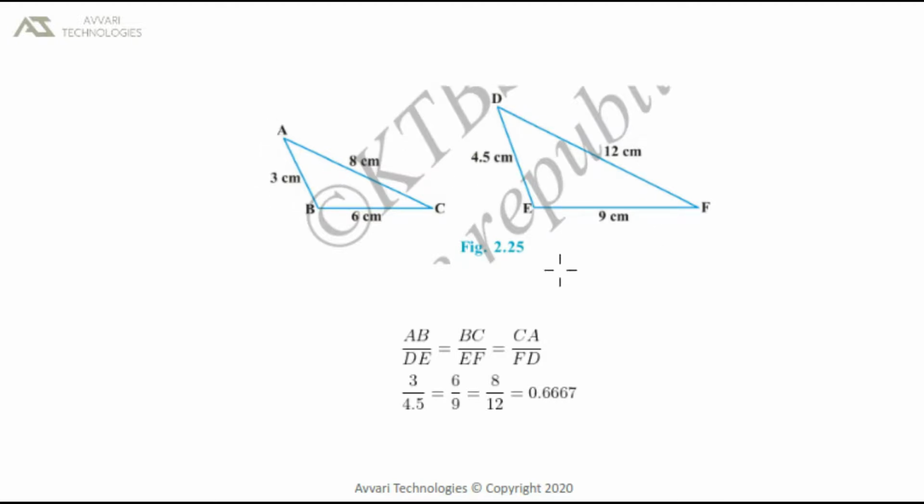AB by DE. The length of AB is 3 cm. The length of DE is 4.5 cm. So 3 by 4.5. We will follow the same thing for BC, EF, CA, FD. The length of BC is 6, the length of EF is 9, the length of AC is 8 cm, the length of DF is 12 cm. All these ratios are less than 1.